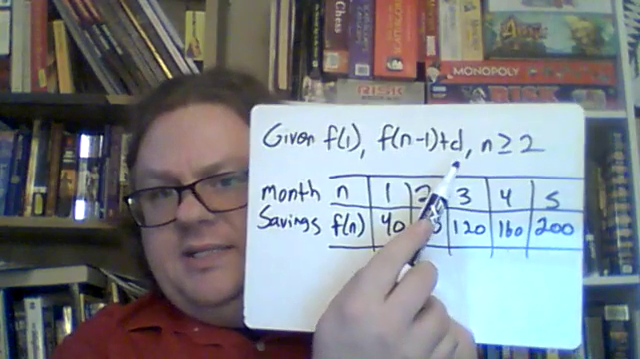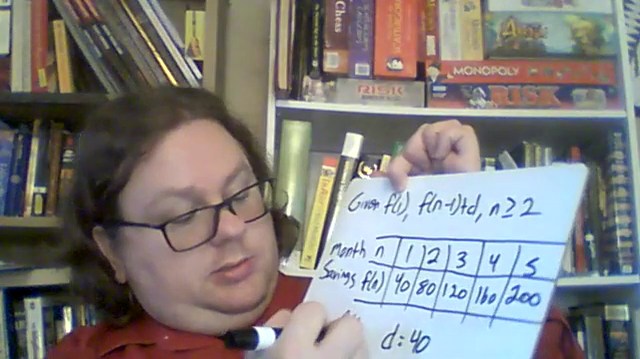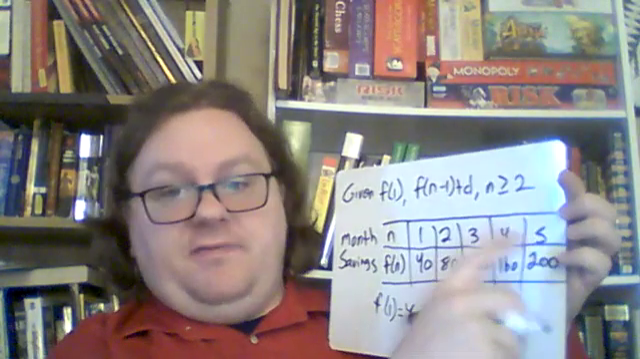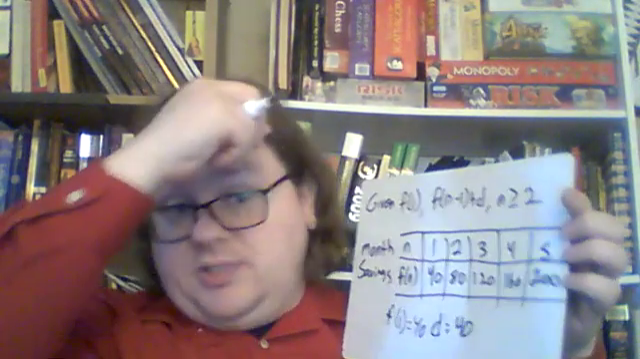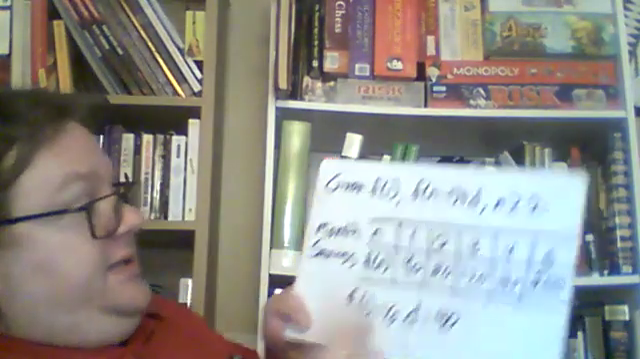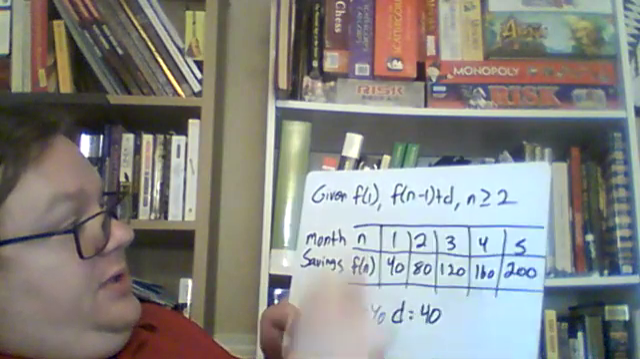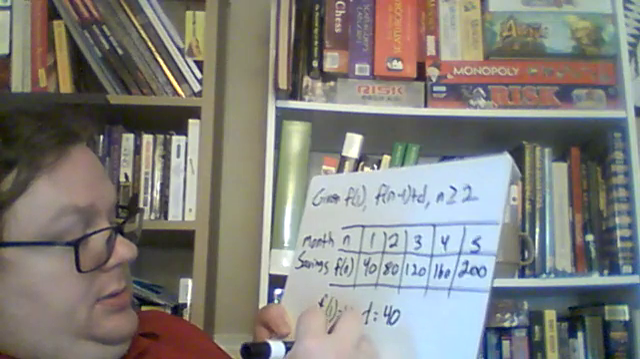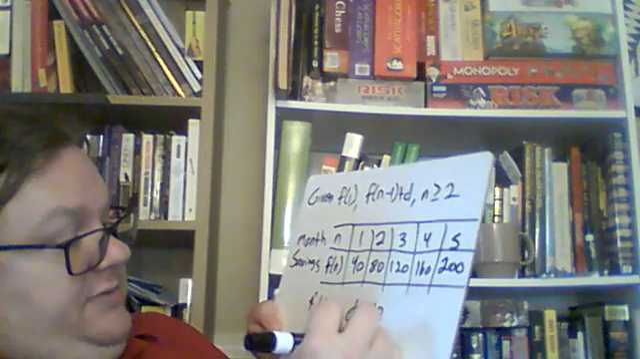That means this d right here is 40. So we know that d equals 40. We know that f of 1 equals 40. And we know f of 5 is 200. Now the next question they wanted: f of 1 equals 40 is the first bit, that's the given. Given f of 1 equals 40, f of n equals f of n minus 1 plus 40.